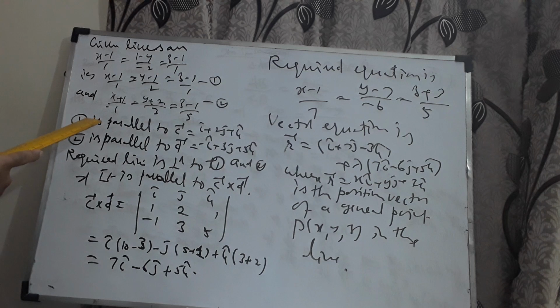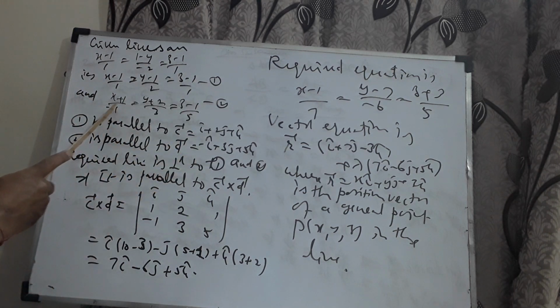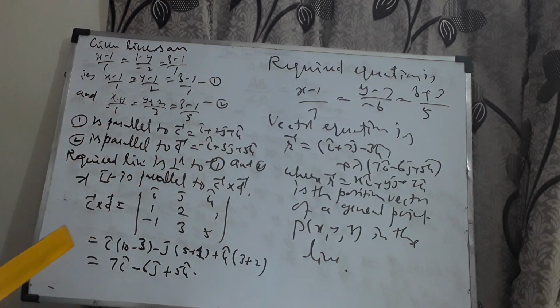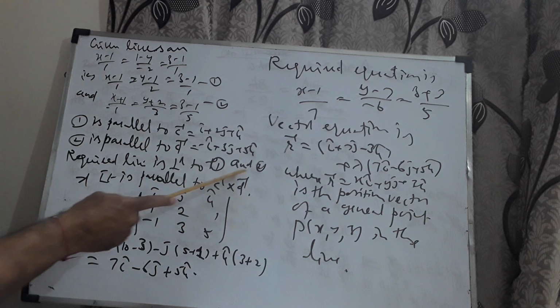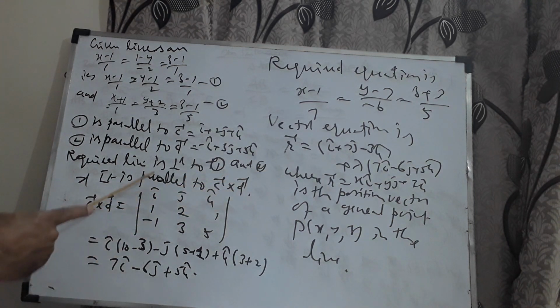Now the second line also I am writing: (x plus 1)/(minus 1) = (y plus 2)/3 = (z minus 1)/5. Now line 1 is parallel to the c vector, using the denominators I will write i plus 2j plus k. Line 2 is parallel to the d vector equal to minus i plus 3j plus 5k, the same as the DRs of the lines. Either way you can write. Any line which is perpendicular to these two will be parallel to c cross d. That you should remember. Therefore the required line is perpendicular to 1 and 2, implies it is parallel to c cross d. So c cross d will be the determinant.